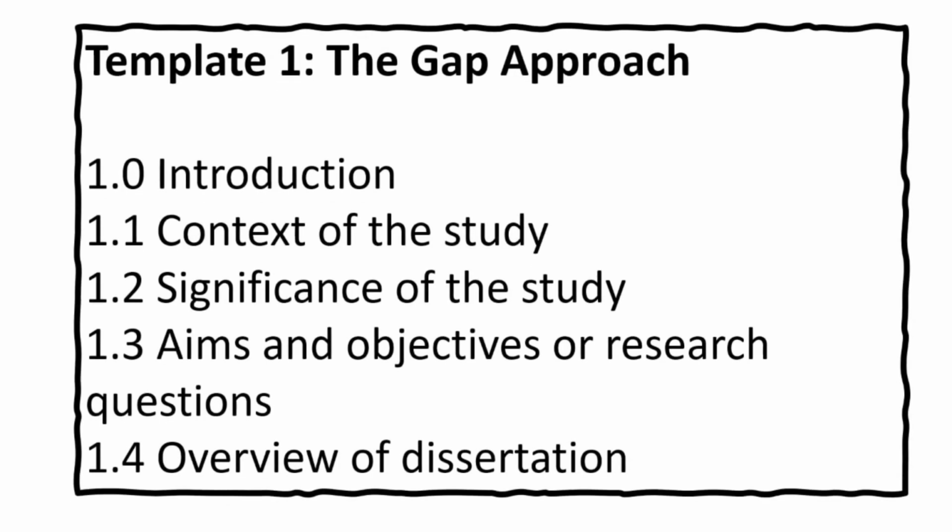This is the layout of the gap approach. 1.0 Introduction, 1.1 Context of Study, 1.2 Significance of the Study, 1.3 Aims and Objectives or Research Questions, 1.4 Overview of your dissertation. When you write your chapter, use numbers 1.0, 1.1, 1.2, 3.1, 3.2, and use these numbers and subheadings to break down your writing into sections, into nice, manageable chunks.